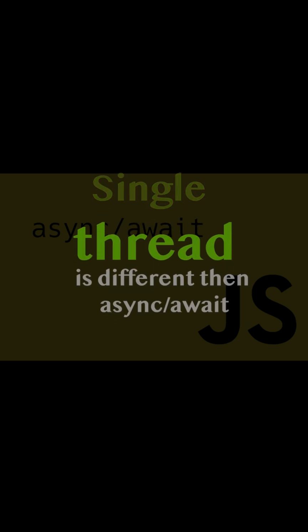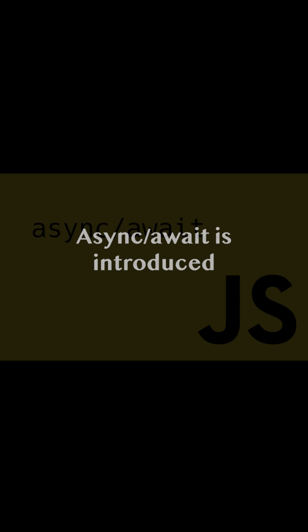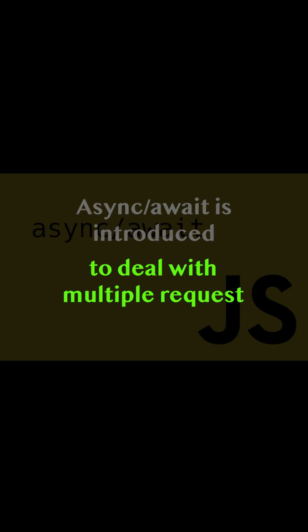Do not get confused with async await. We are only talking about single thread concepts. Async await is altogether a new concept to deal with multiple requests. So single thread is a concept of execution of the entire task from start to end without interruption. That's all about single thread.